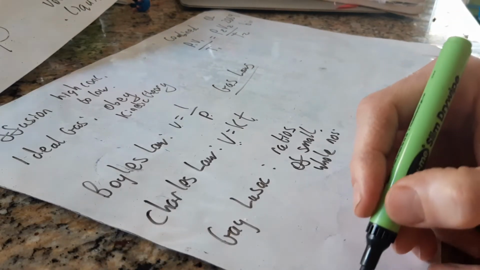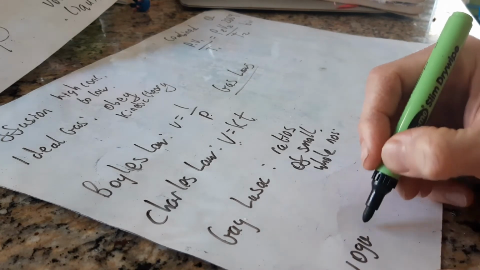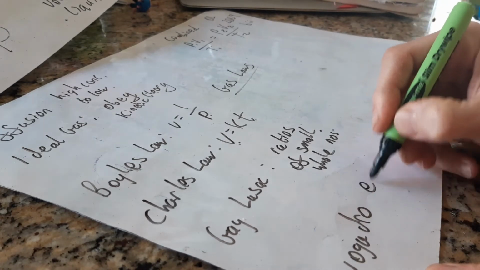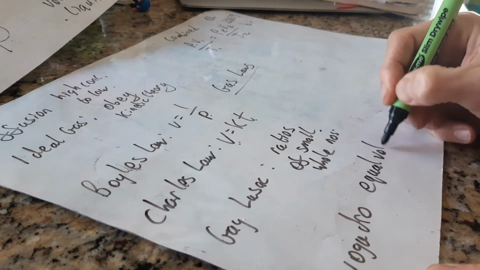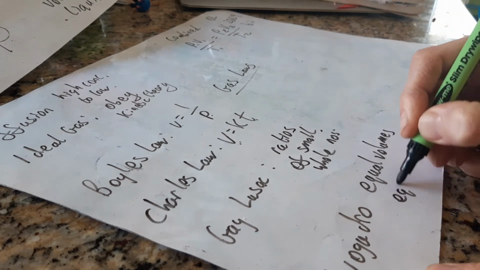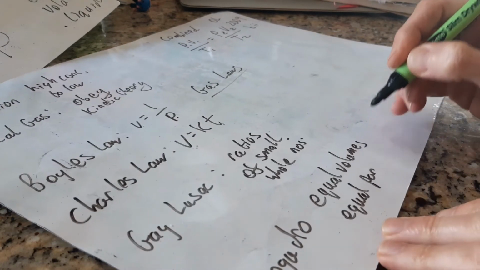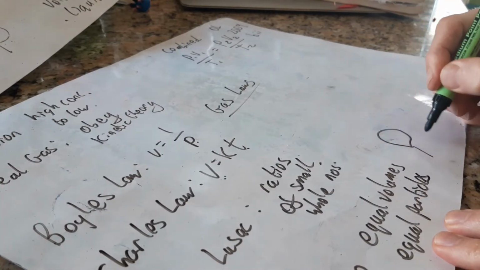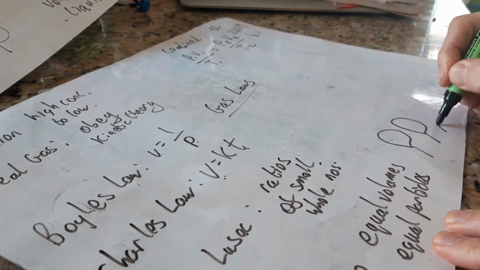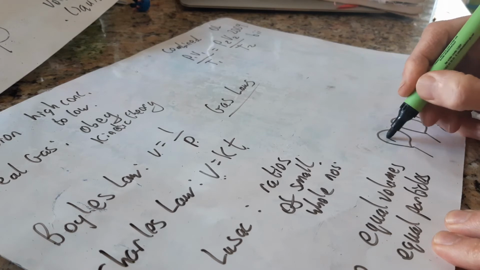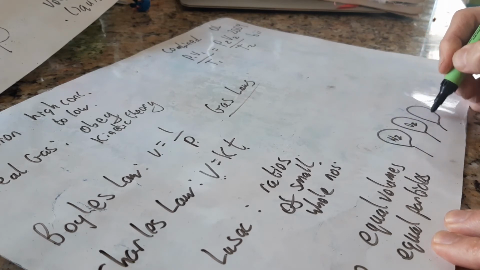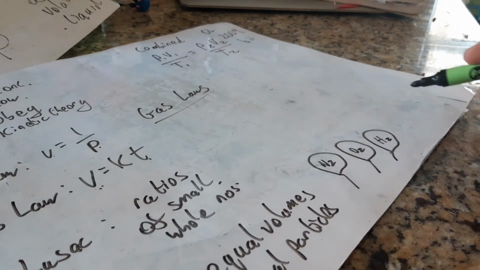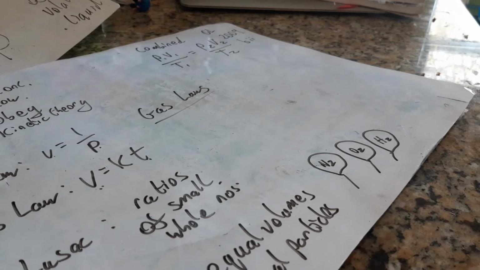And Avogadro kind of took that ball and ran with it and went a step further. And he said that equal volumes of gas contain equal particles. So equal volumes, equal particles. Again, I'm just writing this very quickly in terms of a mind map. We mentioned this yesterday, in terms of my video making, which was these balloons, right? Nitrogen, oxygen, hydrogen, 3 balloons, same volume, same amount of particles. That's what Avogadro's law is.